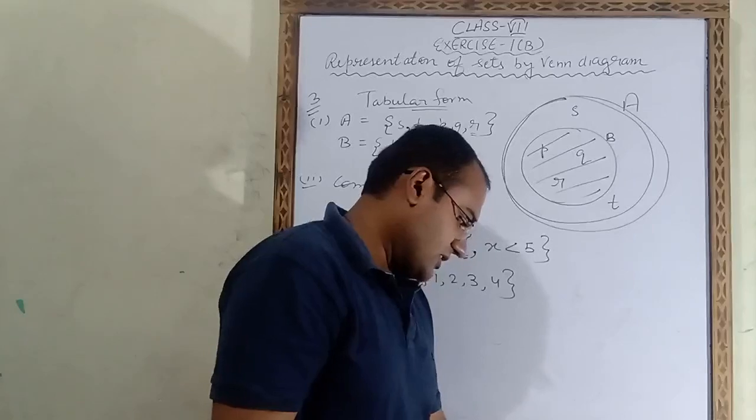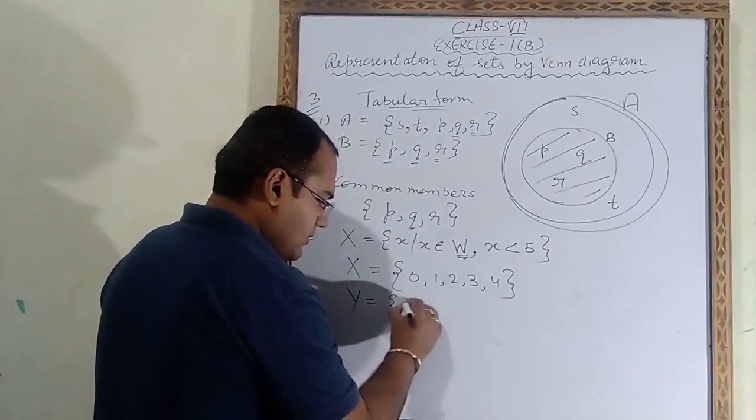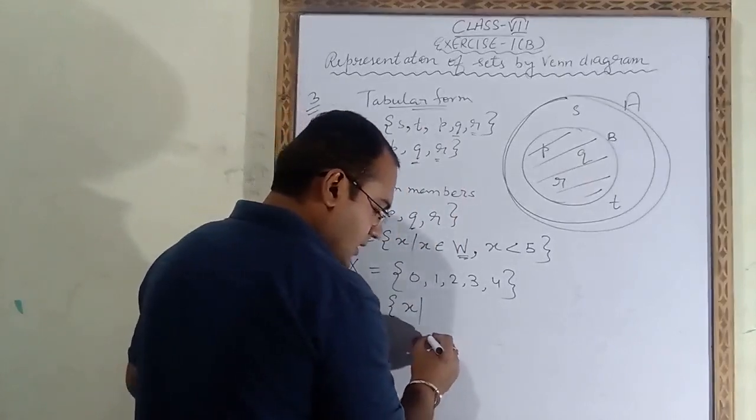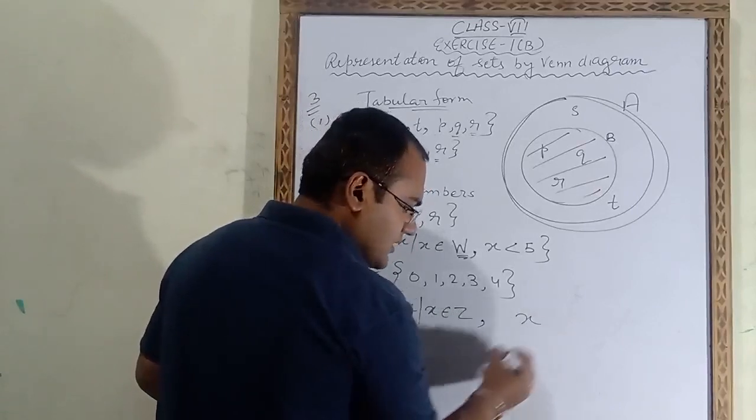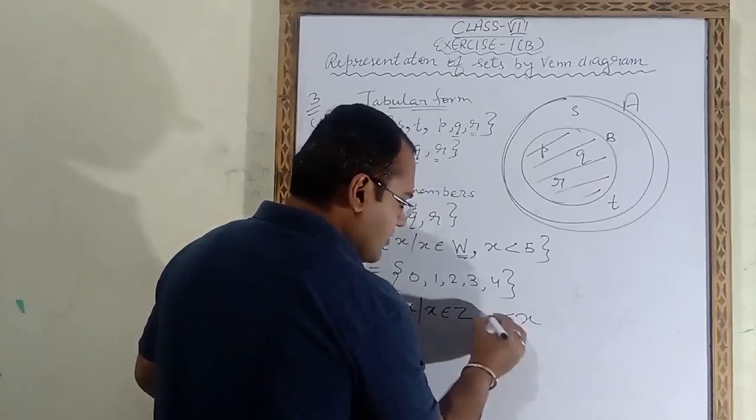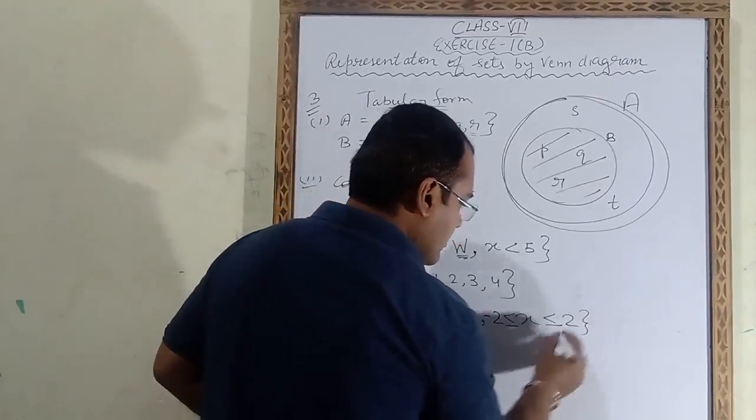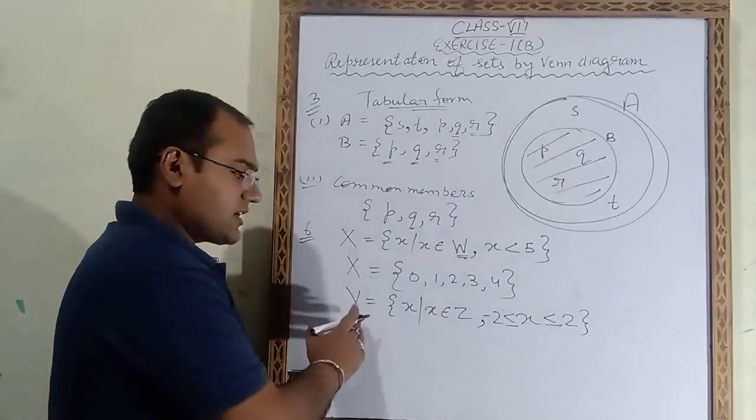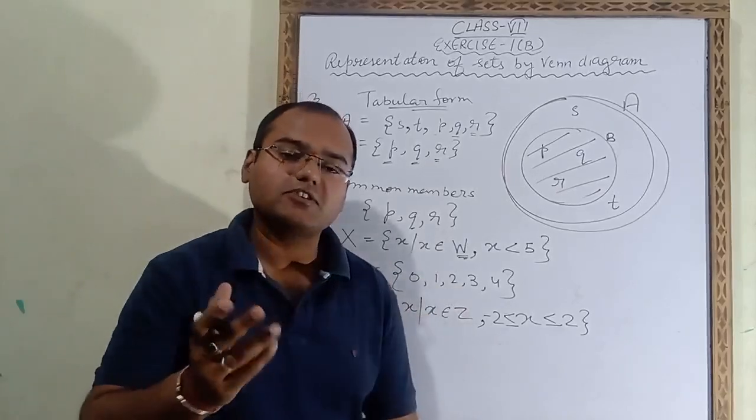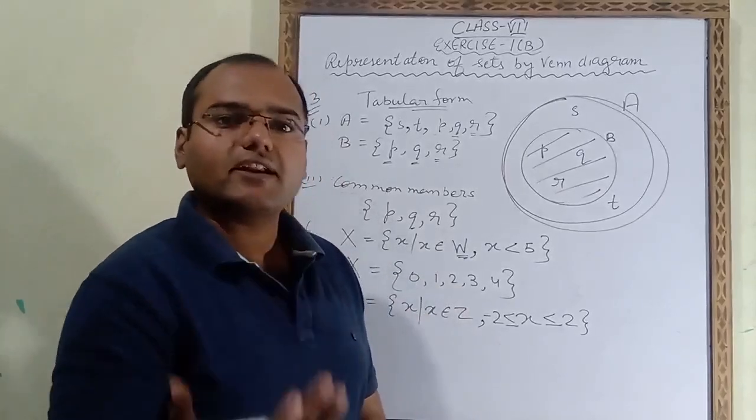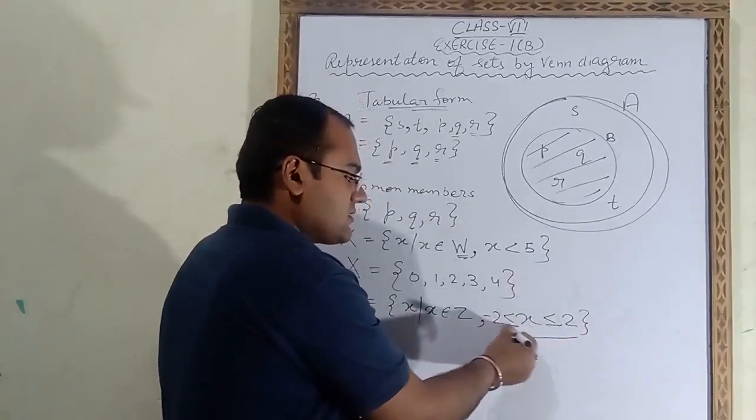Now after that in the question it is given Y. Y is equal to X such that X belongs to Z and X is greater than or equal to minus 2, less than or equal to 2. So what is the set Y? Set Y is X belongs to Z. Z means integers. Integers means we can take positive numbers also, we can take negative numbers also, we can take 0 also. And how will we read this?